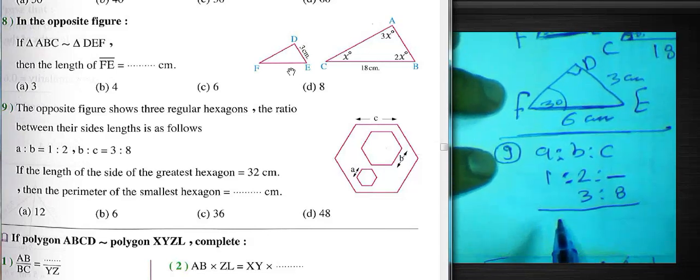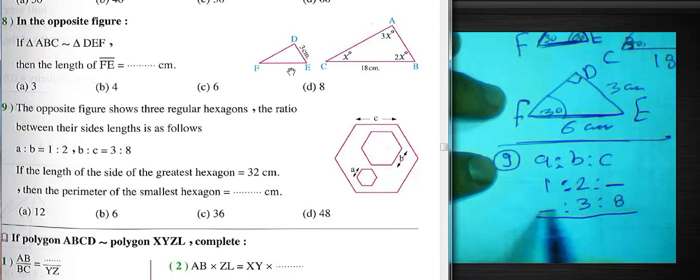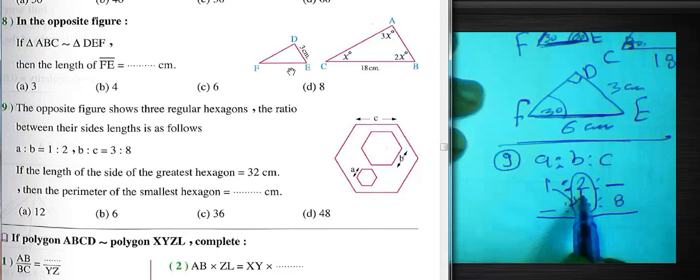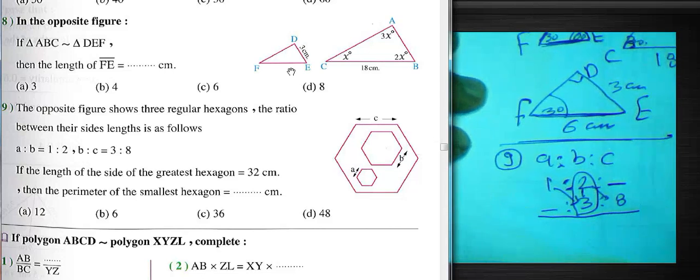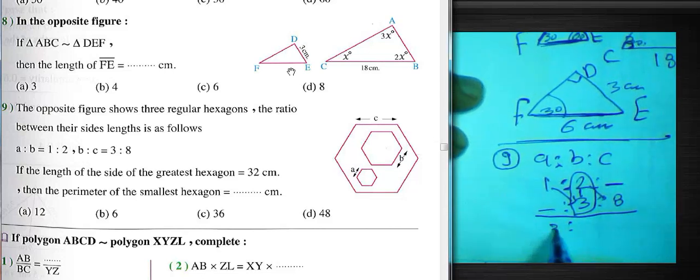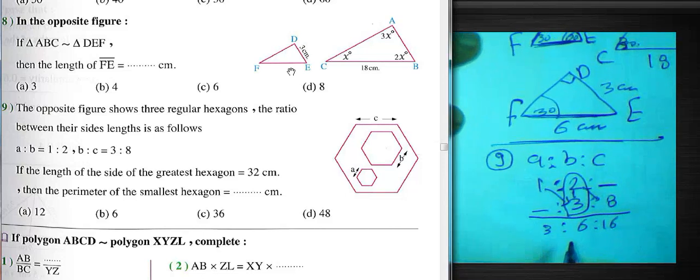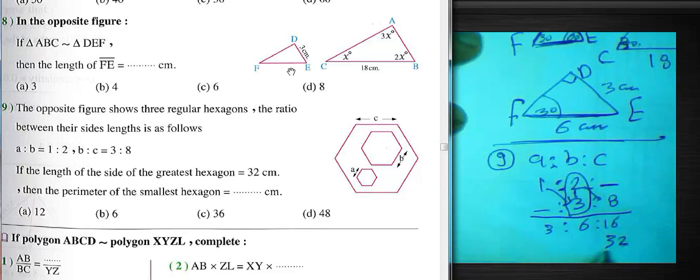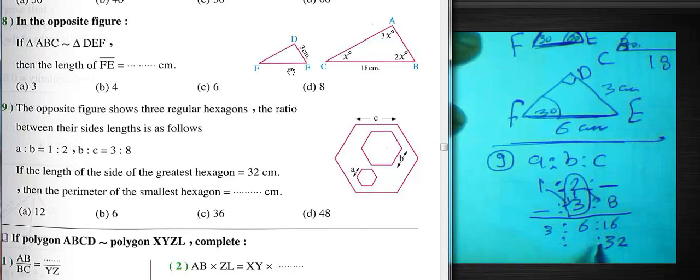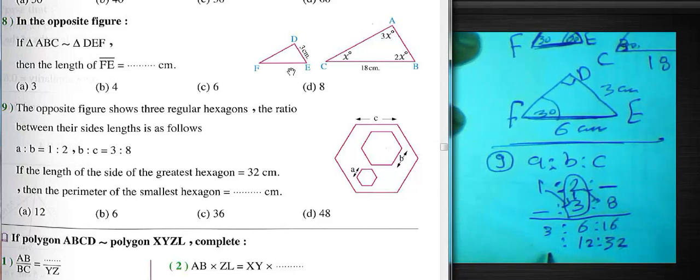We can recall this from grade 6. 1 multiplied by 3 equals 3, 2 times 3 equals 6, 2 times 8 equals 16, and the side length of the greatest hexagon equals 32. So 2 times 16 equals 32, 2 times 6 equals 12, 2 times 3 equals 6.